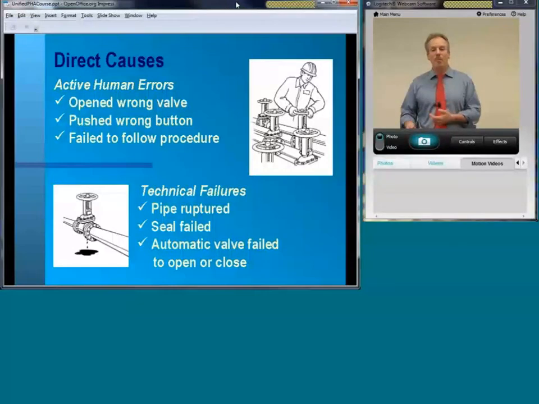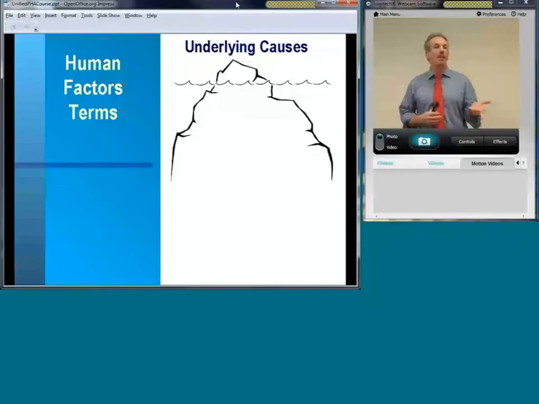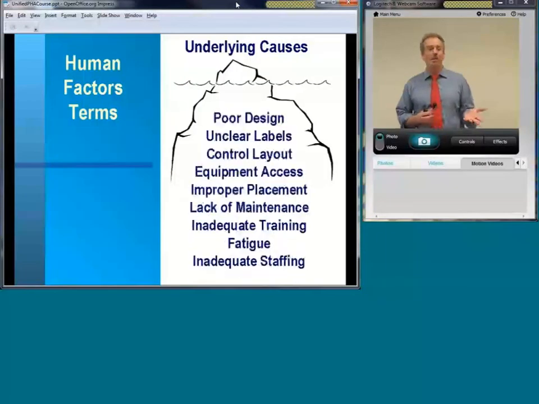When you're looking at human factors or human errors, you want to keep in mind that there may be underlying causes for direct causal events. Poor design, unclear labeling, the layout of the controls, equipment access, improper placement of equipment, lack of maintenance, inadequate training, fatigue, or inadequate staffing. Maybe those are associated with each other too, but all those can be underlying causes that can lead to specific human errors.